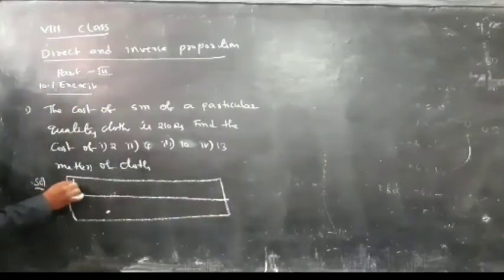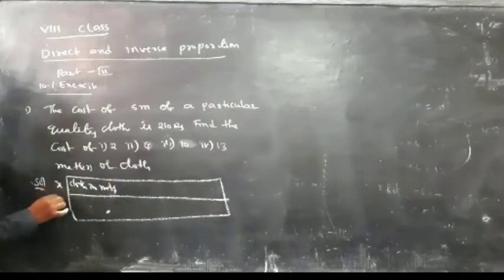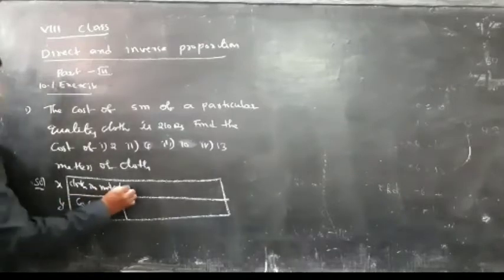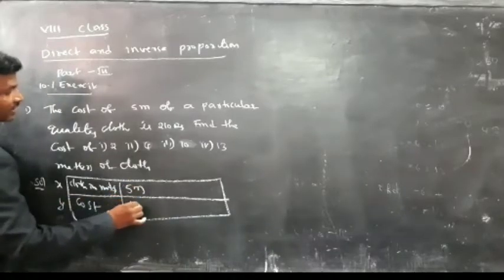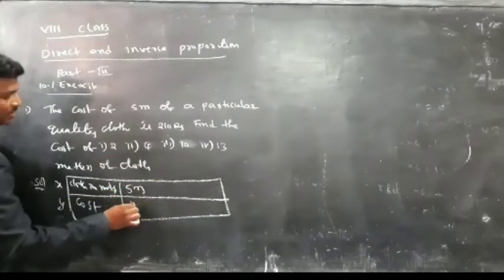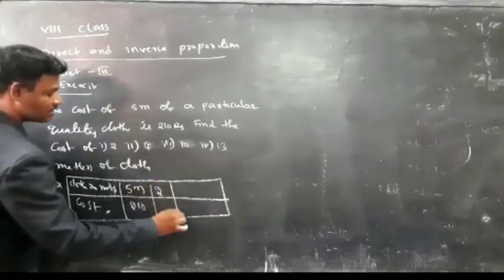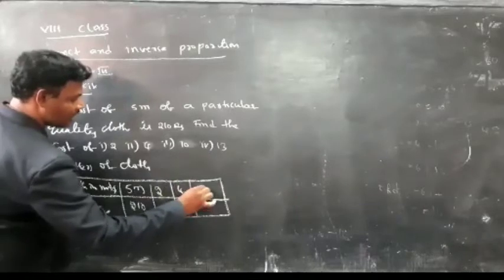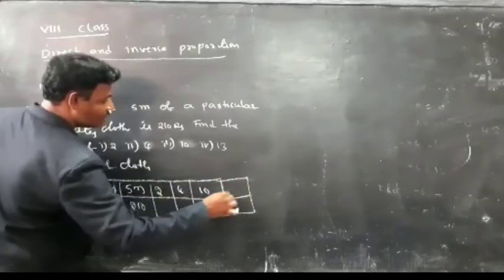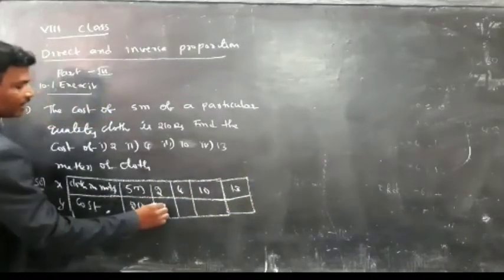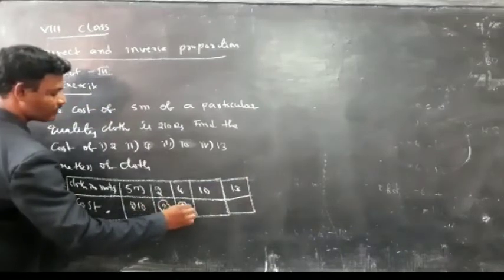Here the first column is cloth in meters, x, and y is the cost. The cost of 5 meters cloth is 210 rupees. You have to find the cost of 2 meters, and also 4 meters, and also 10 meters, and also 13 meters. I don't know these values.